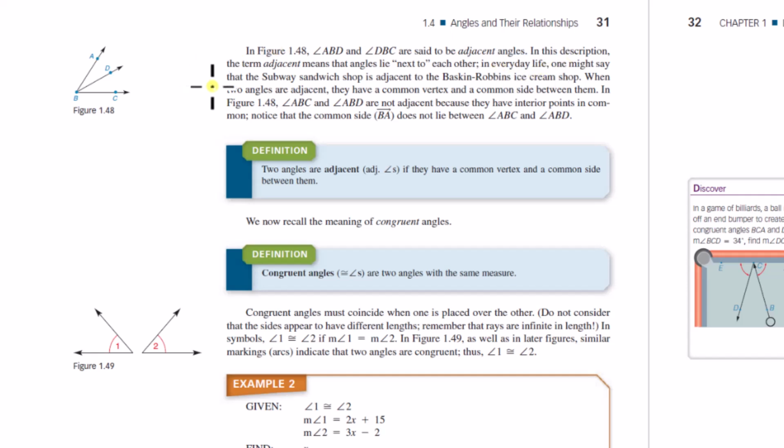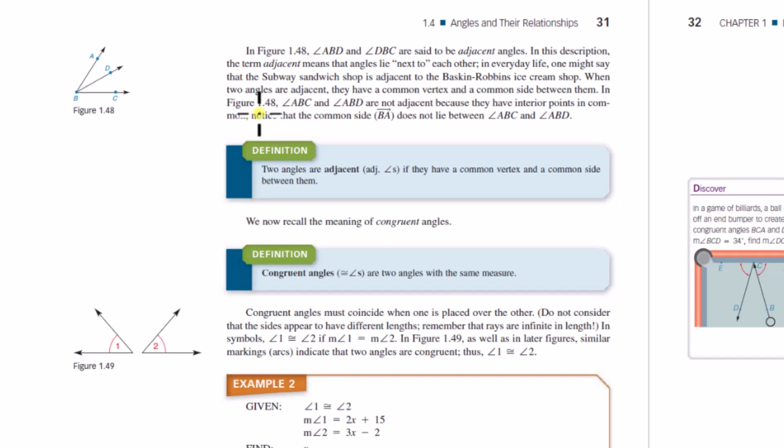In this description, the term adjacent means that angles lie next to each other. In everyday life, one might say that the Subway sandwich shop is adjacent to the Baskin-Robbins ice cream shop. That means they share a common wall, is the way I would look at that. That's the idea here. If you share a common side, then the angles are adjacent. So this angle here is adjacent to this angle here. But it's not just a common side, it's also a common vertex.